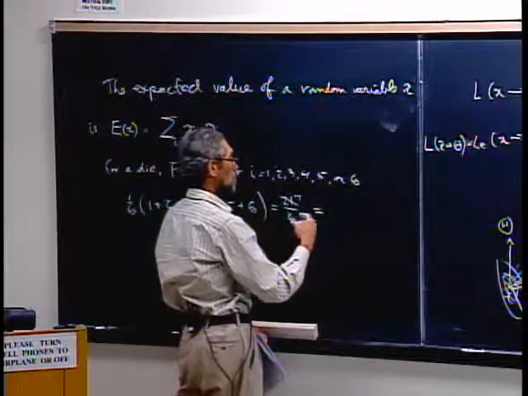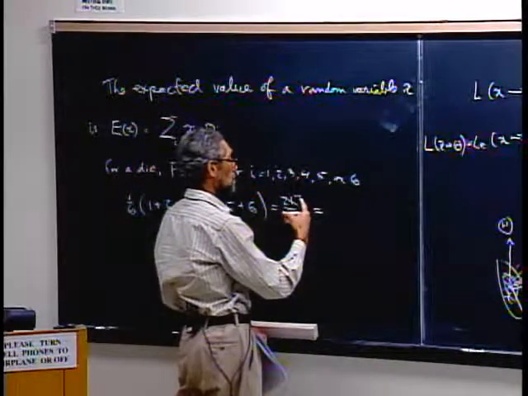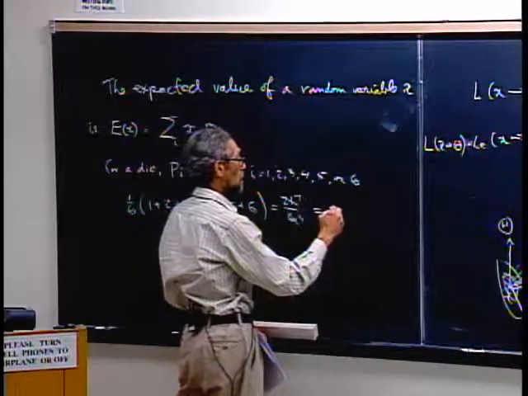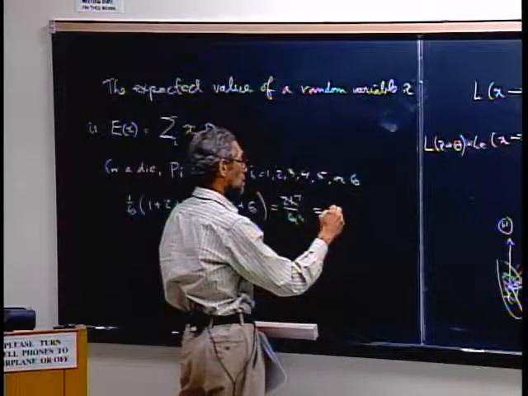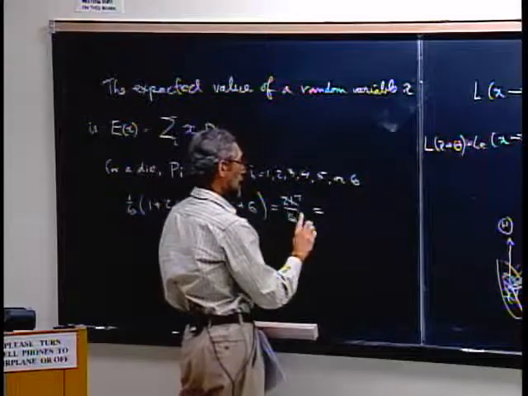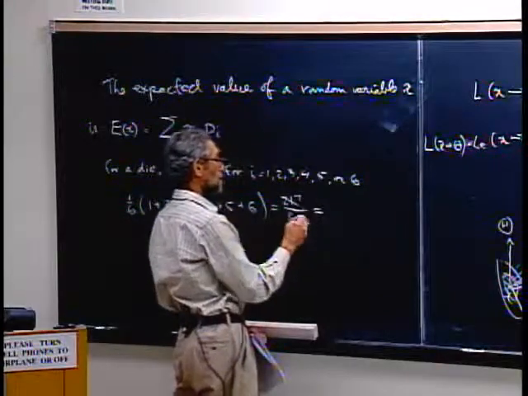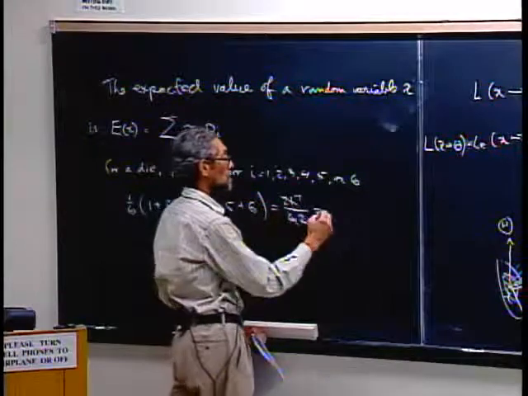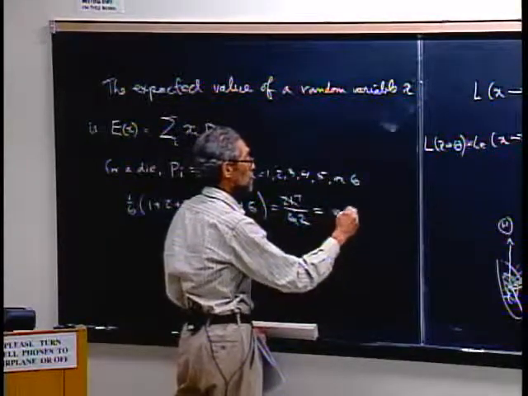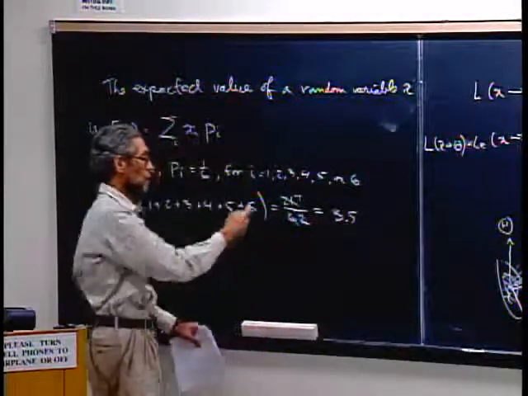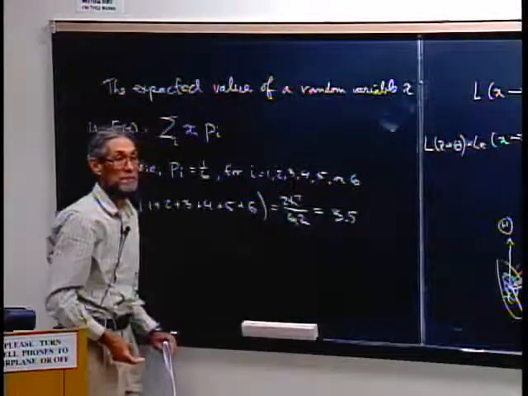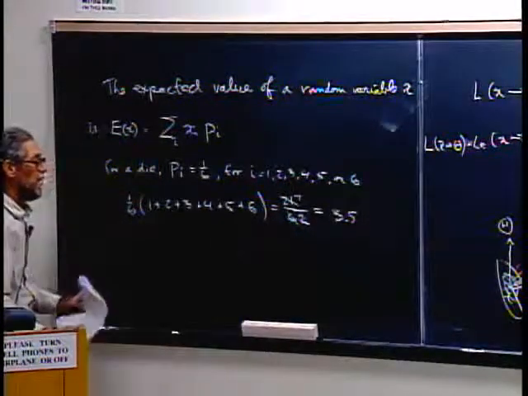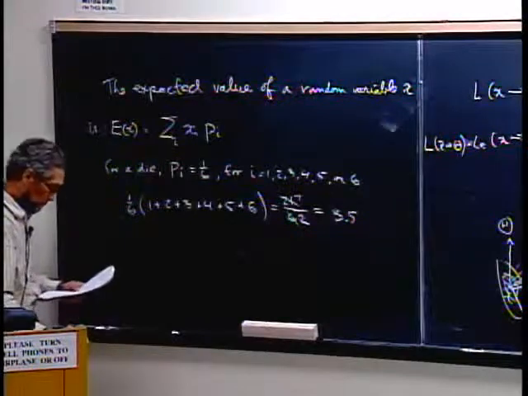7/3, which is... no, 7 halves. I canceled wrong. 7 halves. Right. Because I canceled 3 from each of these. So 2 goes into 7 3 times and a half left over, 3.5. Which is sort of halfway in between. Okay, so that's the expected value of a die.